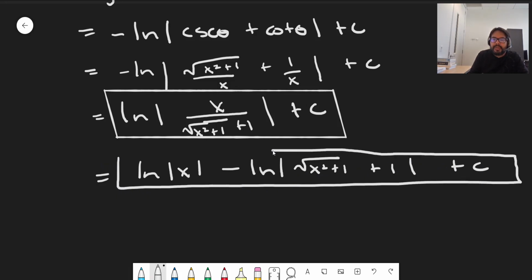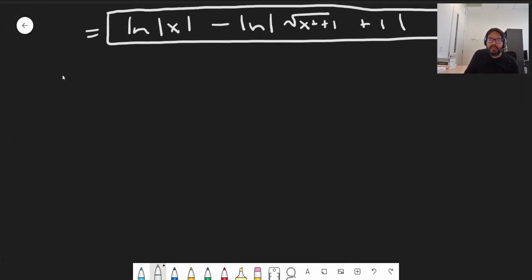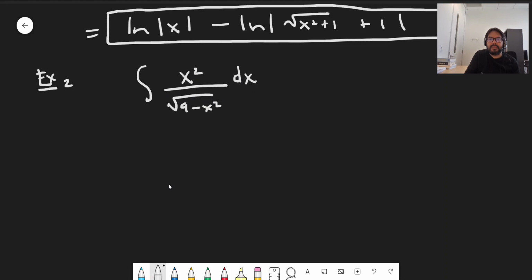So it would probably be easier to differentiate this function and then compare the results and see if that gives you back the exact same integrand function in either case. Now, let's say that we're looking at a different integral, and let's say that it's of the form where you have x squared divided by the square root of 9 minus x squared, and then it's dx.